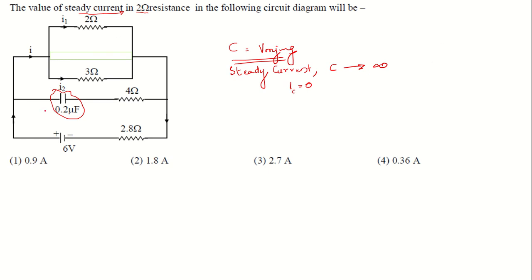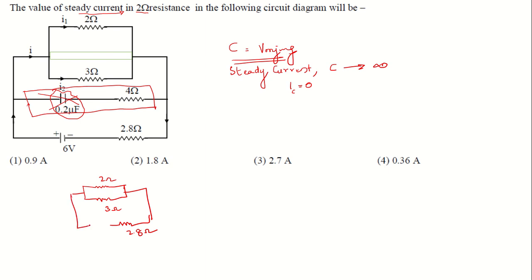So at the steady current, we can eliminate this branch. It offers infinite resistance, which means that branch we can neglect. That means this circuit is equivalent to two resistors in parallel, that is 2 ohm and another one of 3 ohm, connected to another resistance of 2.8 ohm, that is connected with a cell given as 6 volt. So that is a very important concept.